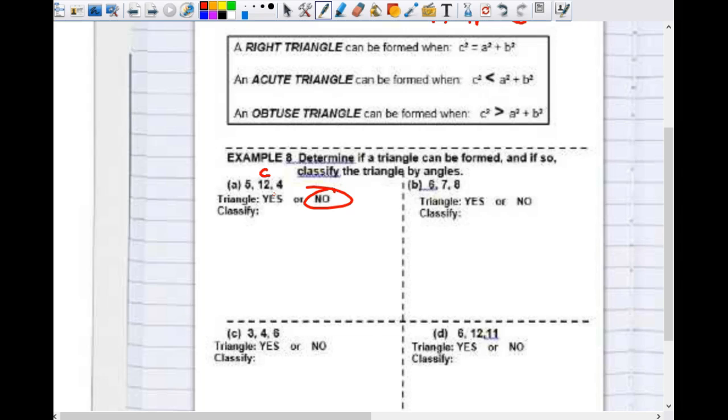What's the largest side here? 8. Is 6 plus 7 larger than 8? Then this is a triangle. What type of triangle is this? Well, we're going to set it up like this.